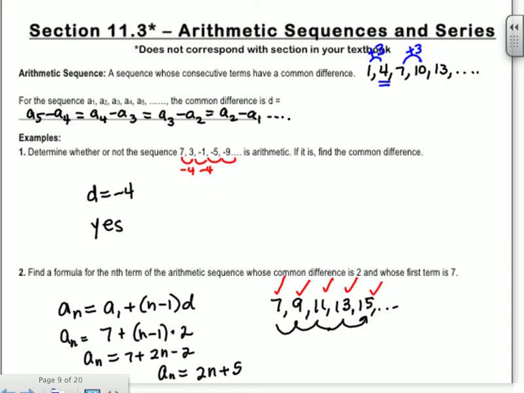Is that the only formula? It's the only arithmetic formula. It could be written as 5 plus 2n, same thing, yeah. All right, next up. So that's your formula.